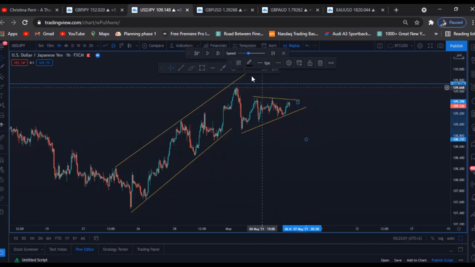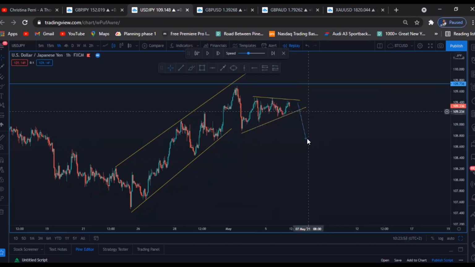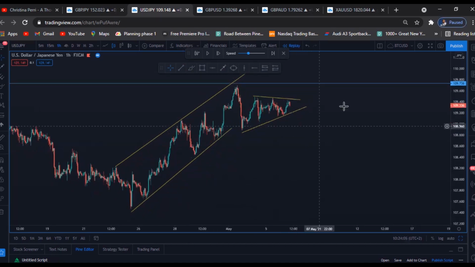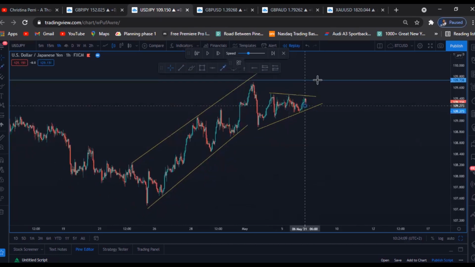Let me change the color. The probabilities that we're going to continue pushing to the downside are a bit higher. But let's see how the market plays out, because as much as we have more probability of price pushing to the downside, it can still come for this double top, because remember, it didn't touch here and then continue pushing all the way to the downside.